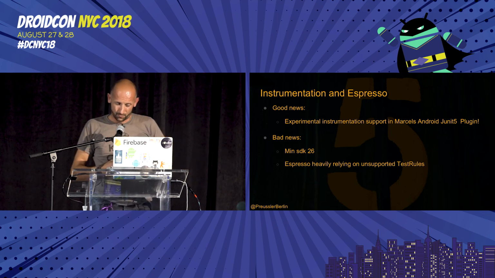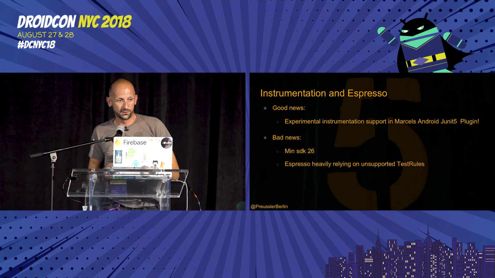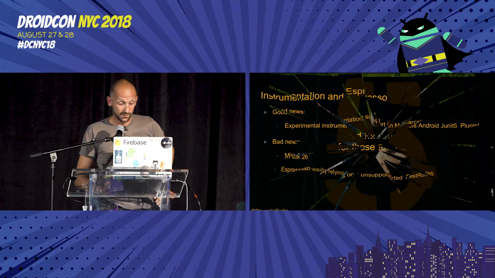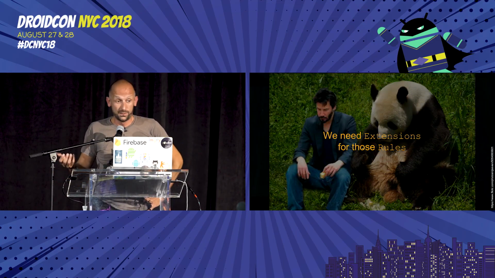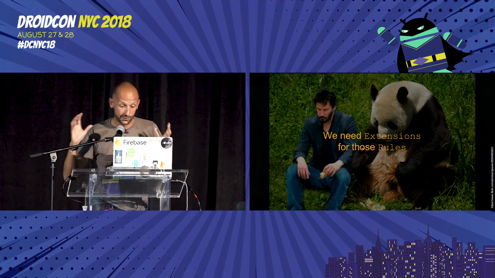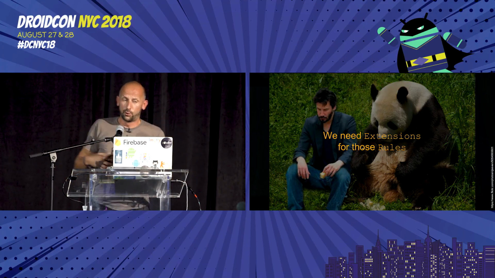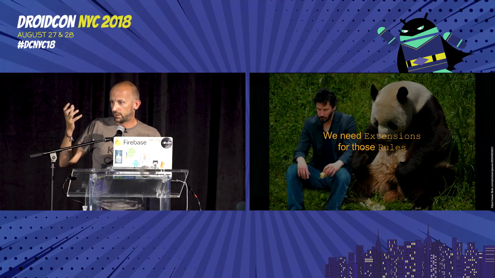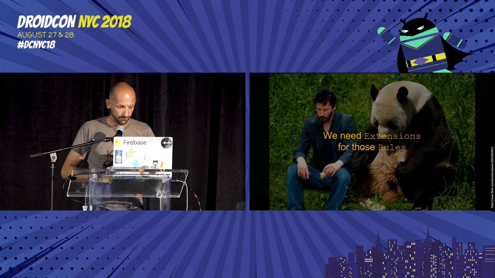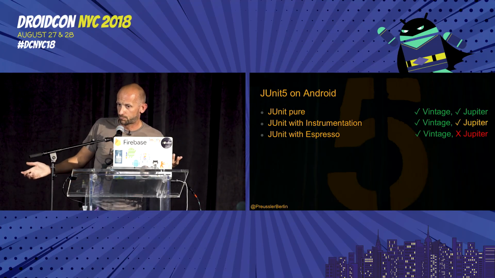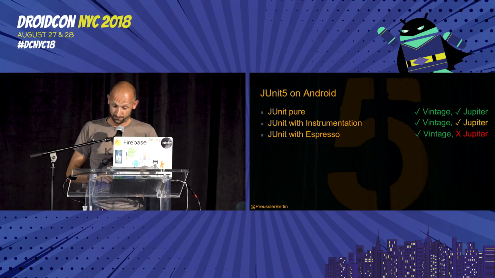When we talk Espresso, it's a bit more complicated because Espresso heavily relies on test rules. And these test rules are unsupported, so we need extension versions of those. Because you have this ActivityTestRule, right? And in the earlier days, we had ActivityInstrumentationTestCase2, which is not even there anymore when you look at Jetpack, so they removed this. So we need an extension version. So it looks like this, right? So instrumentation works, experimental. Espresso does not work.